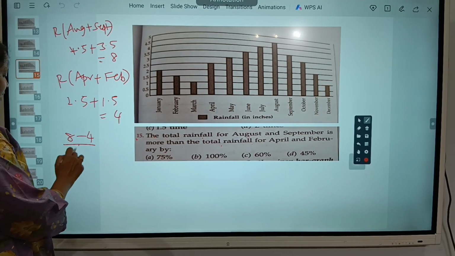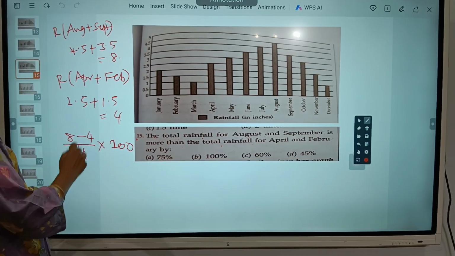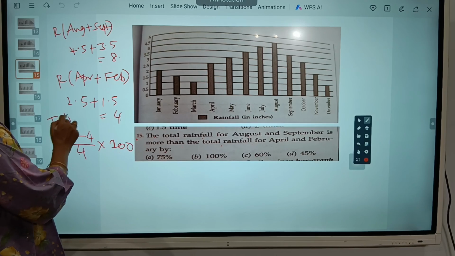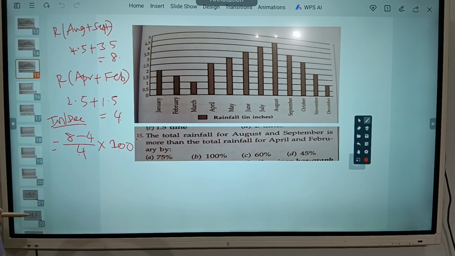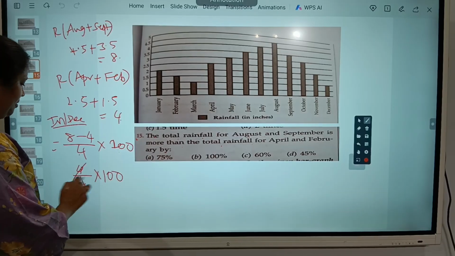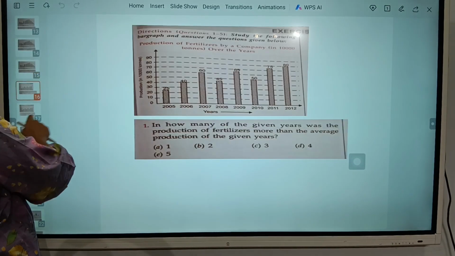So the increase or decrease formula we have to apply here. 8 minus 4 by 4 into 100. Higher value minus lower value by lower value into 100. Increase or decrease formula, from many graphs we are doing this. Okay, 4 by 4 into 100. So it is 100%. Now we will move to the next graph of this session.